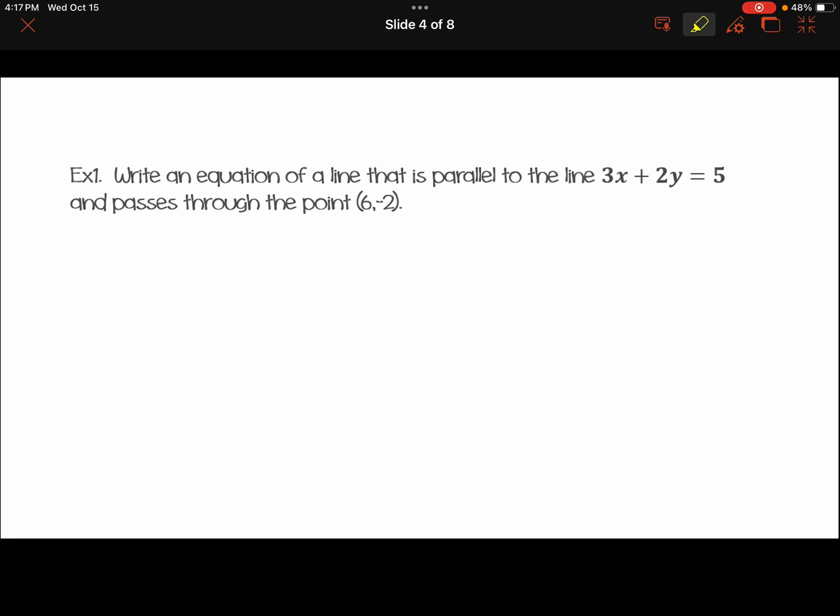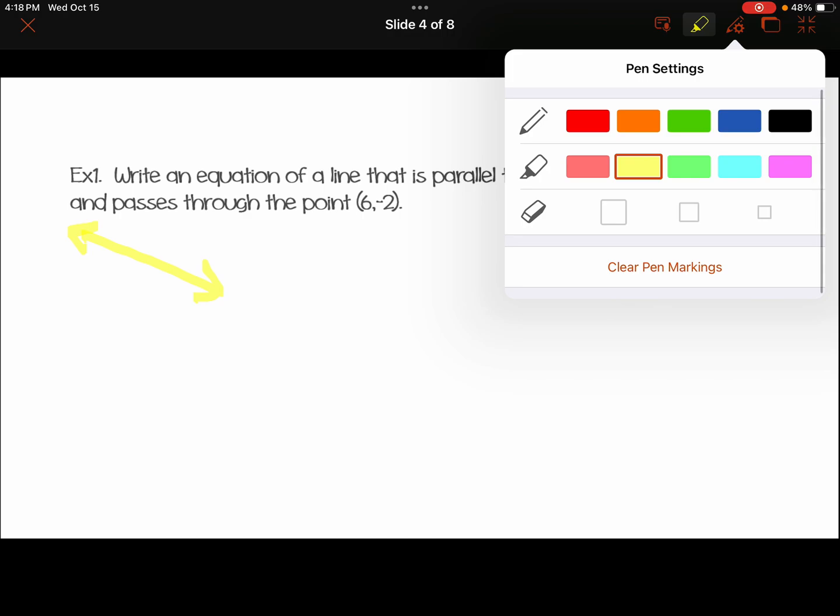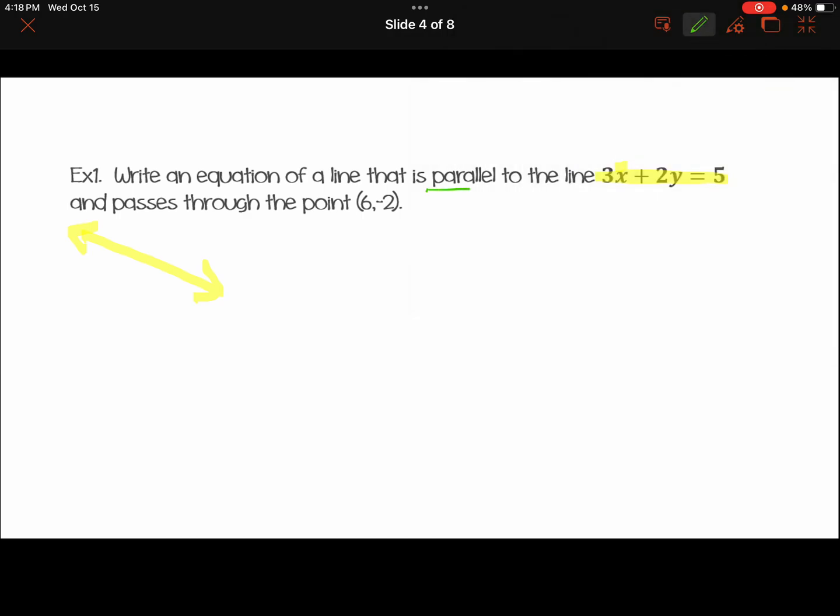So first up, we have this line, 3x plus 2y is 5. I'm going to show that in yellow. And then we are trying to come up with a parallel line that passes through this point. So we have a random point, and we want to come up with the equation of the line that's parallel to the yellow line. From the yellow line, we need one piece of information. What is the slope? And remember, slope is opposite of A over B. So the slope here is going to be negative 3/2.